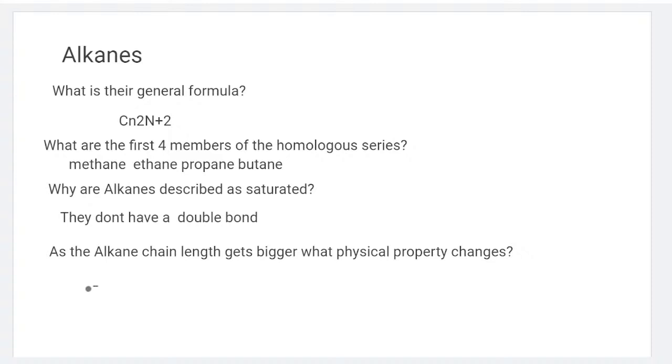So for example, if I have methane, and then I jump up to propane, what physical property is going to change, do you think? There's a few physical properties that change with increasing chain length. So the carbon chain is 1 carbon long in methane and 3 carbons long in propane. Viscosity increases. Nice. Yeah, boiling point increases too.